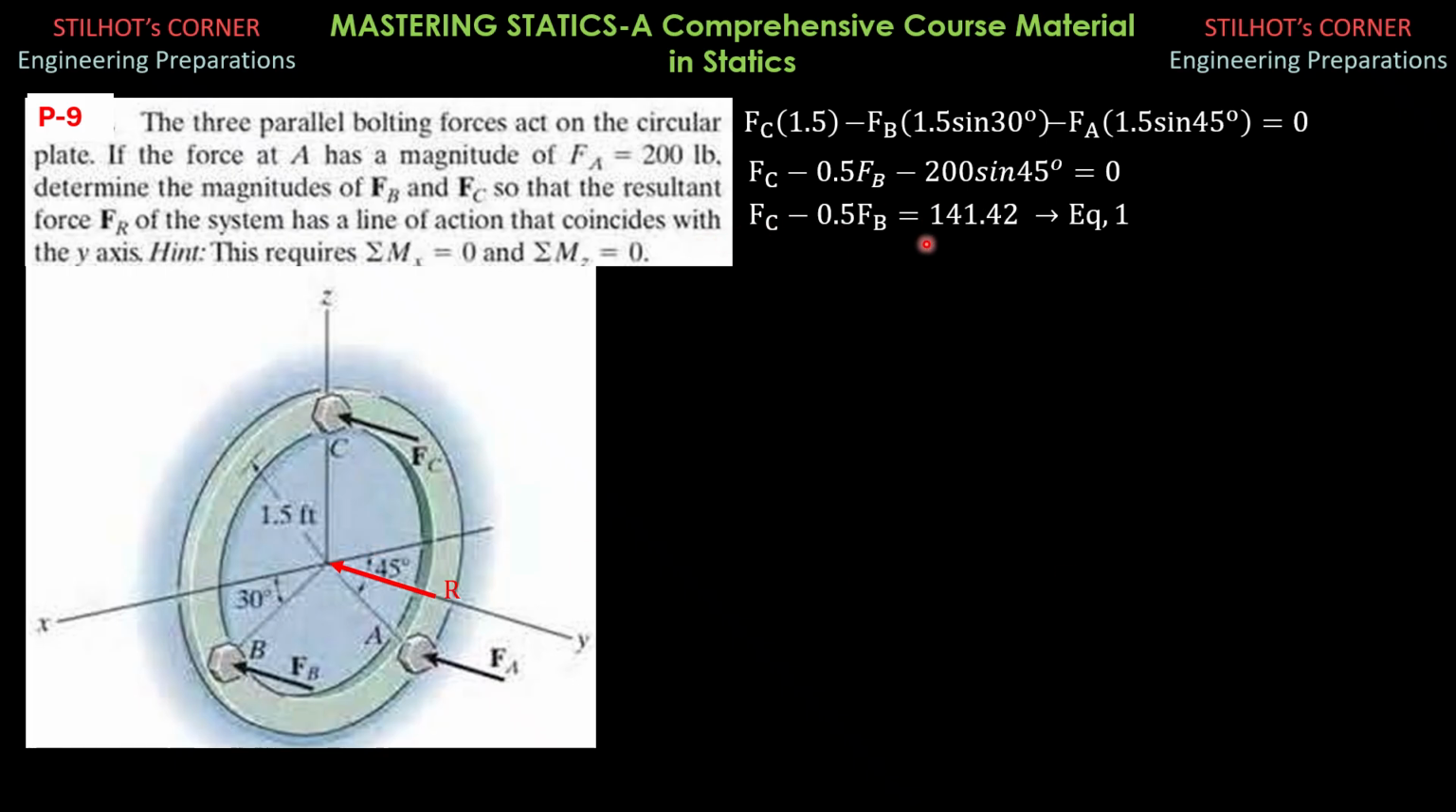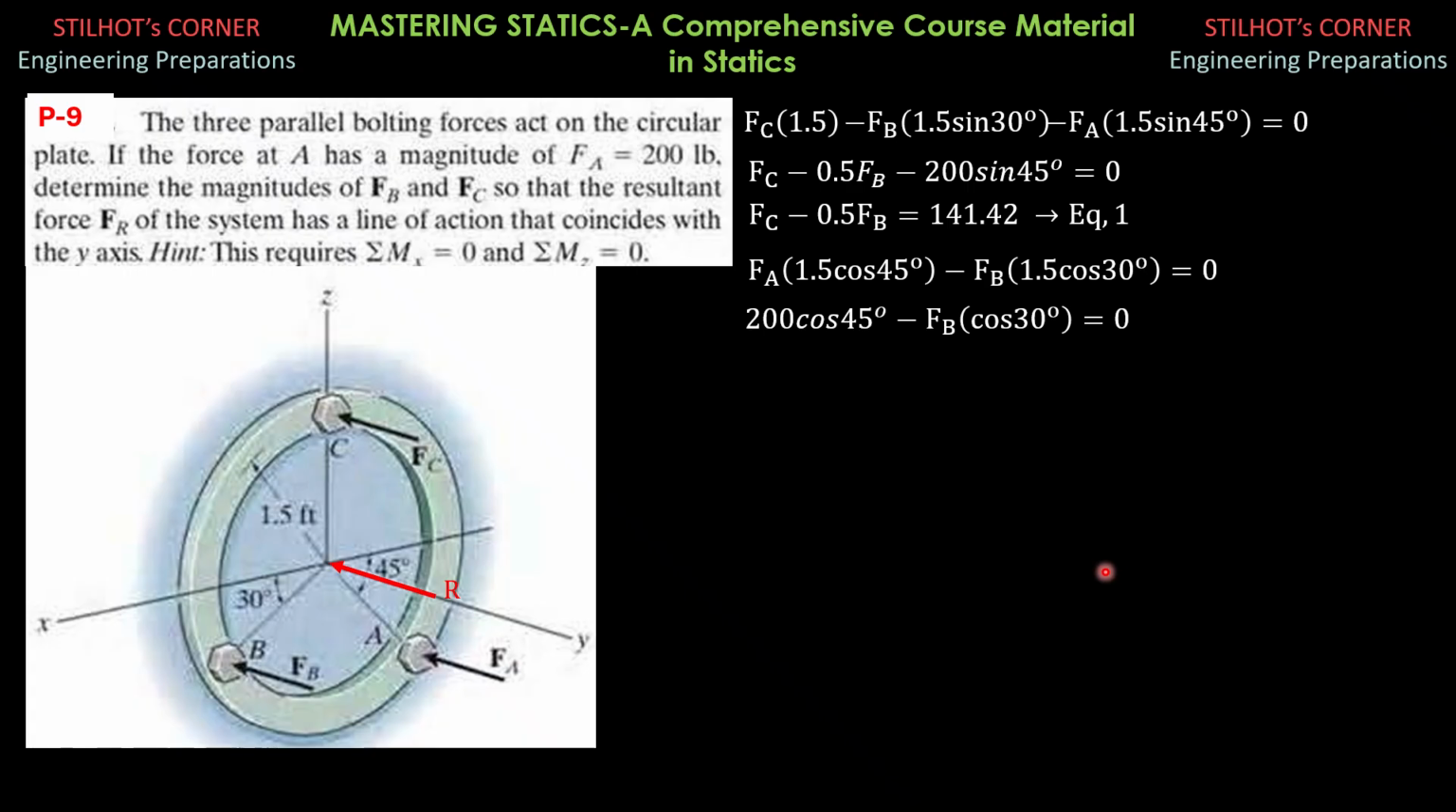So this is the simplification of the above equations. Then summation of moment about z equals 0: FB times 1.5 cosine 30 equals FA times 1.5 cosine 45. Since FA is known, substitute 200 times cosine of 45 degrees minus FB times cosine 30 degrees equals 0, after we divide everything by 1.5 from this equation.